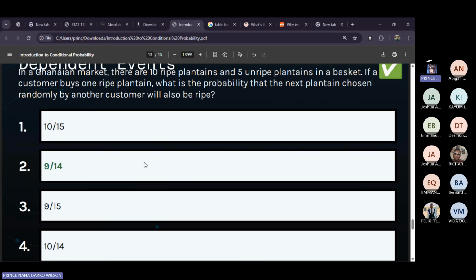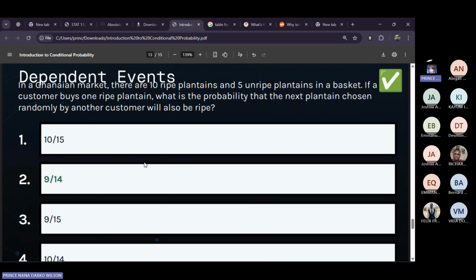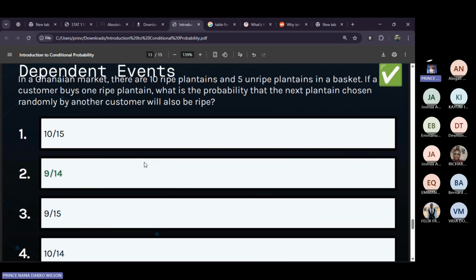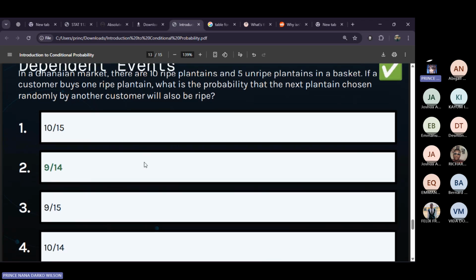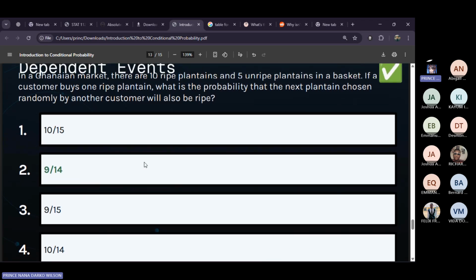So now, this one. In a Ghanaian market, there are 10 ripe plantains and 5 unripe plantains in a basket. If a customer buys 1 ripe plantain, what is the probability that the next plantain chosen by another customer will also be ripe? For this one, you do not even need to go and do the long calculation. Even if you do the long calculation, you still get the same answer.